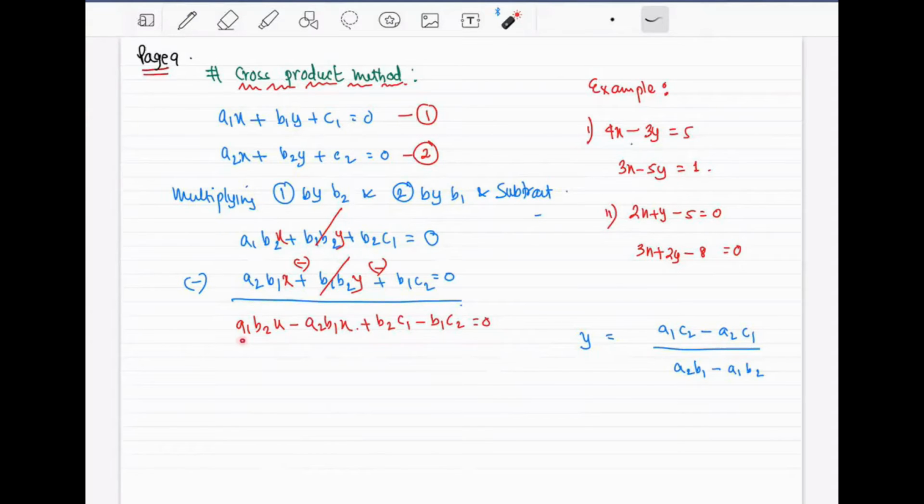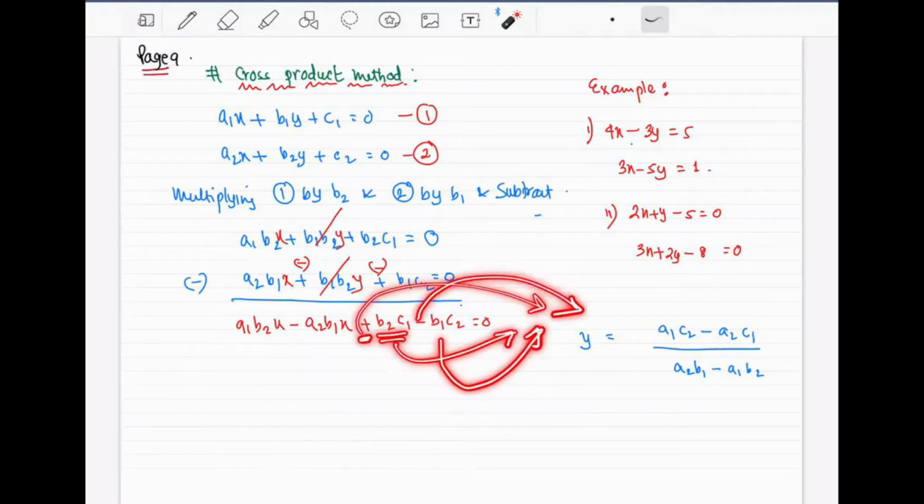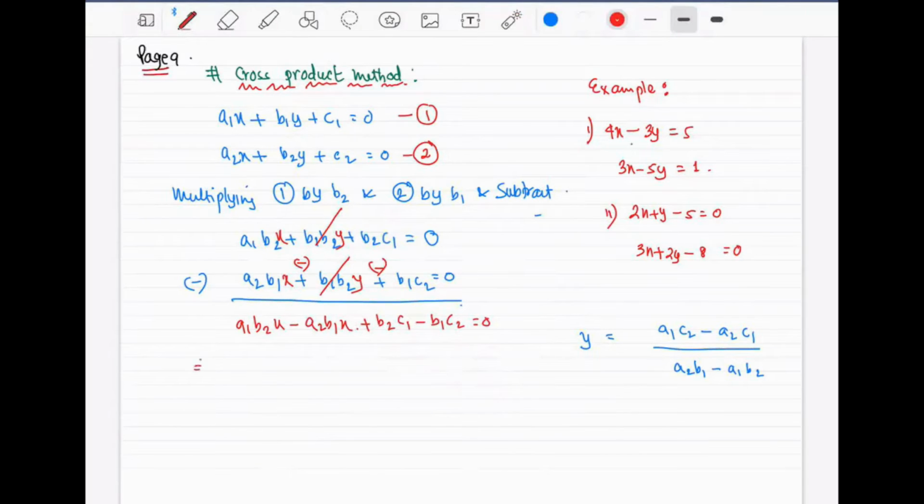You can take the common factor of these two. Here is x, here is x. b2 c1 goes to the right hand side. b1 c2 also goes to the right hand side. The plus here will become negative. The minus here will become positive. What is left then? Check it. We have got a1 b2 minus a2 b1. We have taken out x as the common factor from these two. Okay, so I'm putting the x behind.